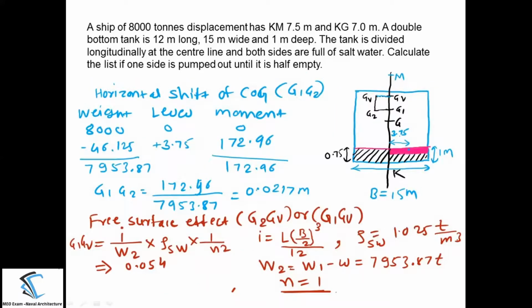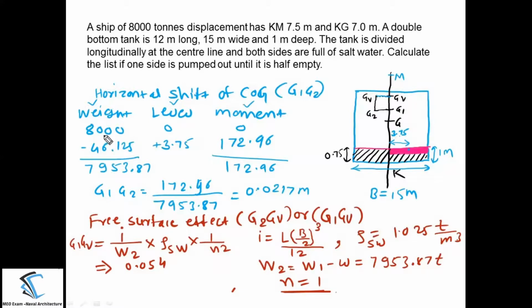Now let's calculate the horizontal shift of the center of gravity, that is G1, G2. So how to calculate that? For that also you have to create the table which I have already prepared here. The first column is weight, the second column is lever and the third column is movement. To calculate the horizontal shift from G1 to G2, we need to take the movement about the center line of the ship.